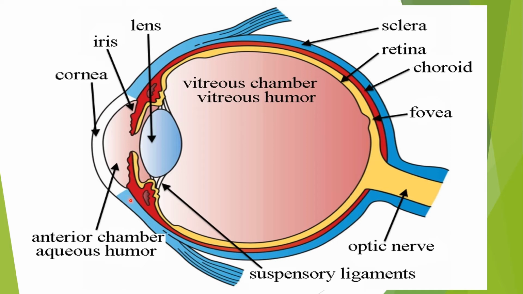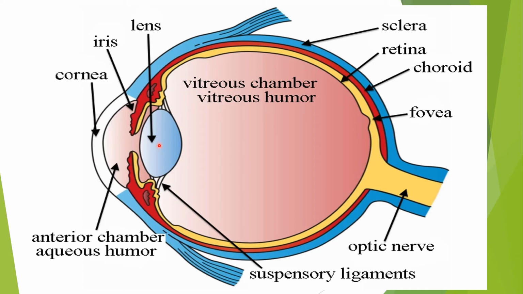Just behind the junction of the cornea and the sclera, the ciliary body is present. Now the ciliary body consists of ciliary muscles and ciliary processes. The ciliary muscles, along with the suspensory ligament, bring about changes in the shape of the lens, or in other words, they regulate the focal length of the lens.